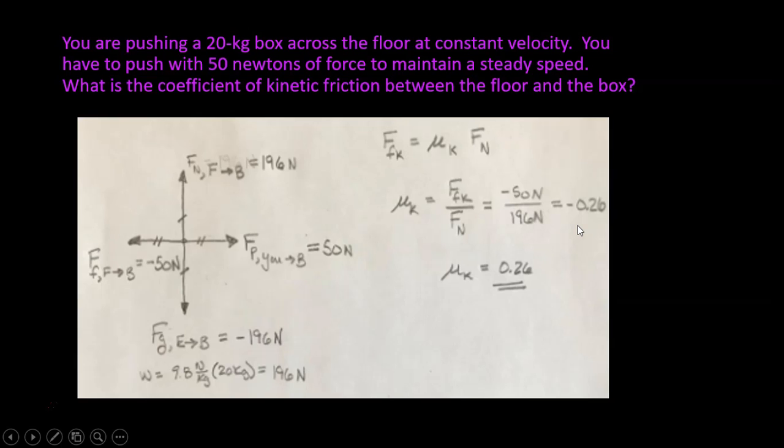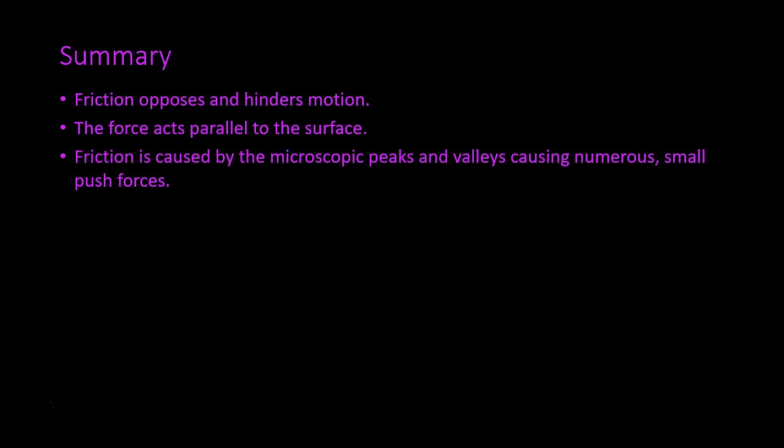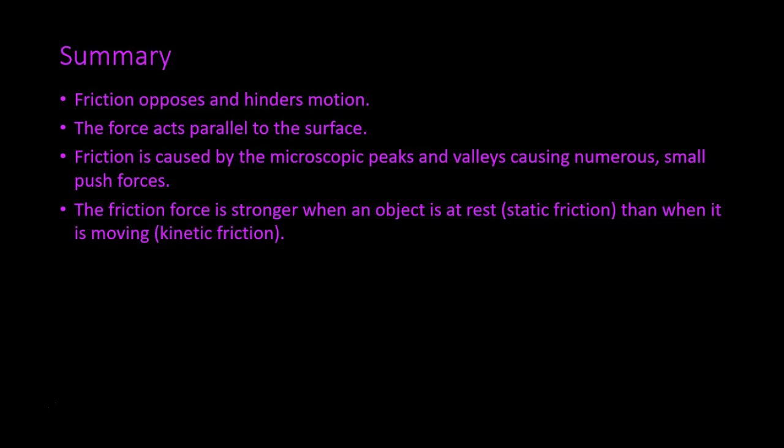Well, this wraps up what we wanted to learn, so let's just summarize what we've learned. We know friction opposes and hinders motion. The force acts parallel to the surface. Friction is caused by the microscopic peaks and valleys, causing numerous small push forces against the motion. The friction force is stronger when an object is at rest, we call that static friction, than when it is moving, which we call kinetic friction.